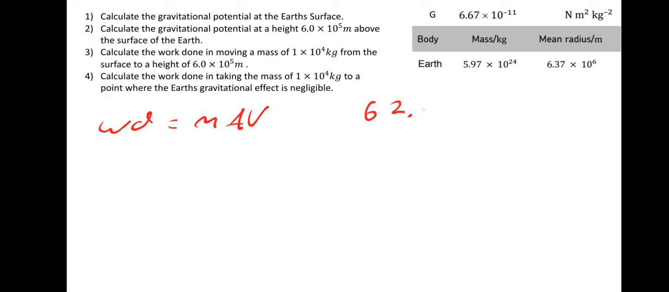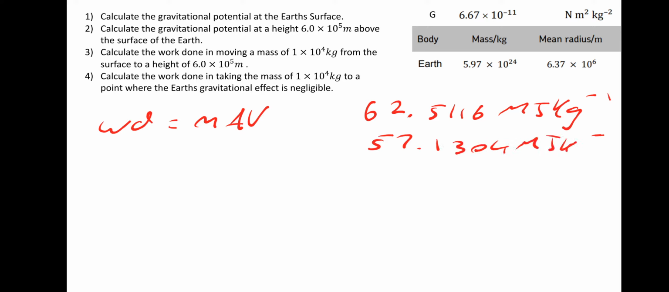So we've got 62.5116, the original number to 5 significant figures, megajoules per kilo. Subtract the 57.1304 to 5 significant figures. That gives us a change in potential of 5.3812 megajoules per kilogram. The reason I've used 5 significant figures is because in an intermediate calculation, the minimum amount of significant figures you should use is 5. More than likely, in your examination, you should just use the entire number that's in your calculator.